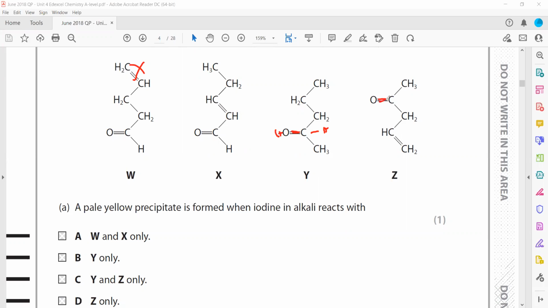But here, when they are reduced, there will be a double bond. So it will not produce pentane 2-ol. It will be pentene, because the double bond is there. So it will be ene.